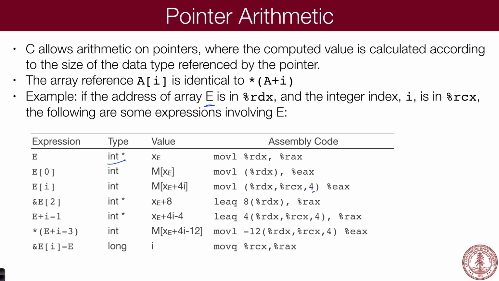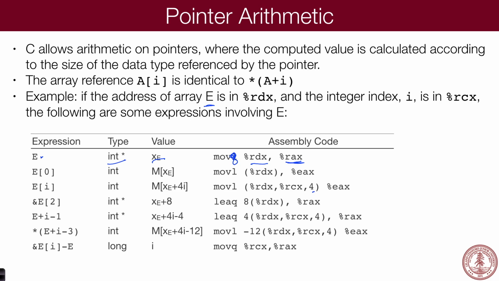Okay, so if we have the expression E, which refers to the address of the array, it's just going to be value xe. And if we want to move that into RAX, how do we do it? Well, we move the long, in this case, RDX into RAX. Okay, wait, does that make sense? Should be movq, shouldn't it? It should be movq in that case. That doesn't make sense. I'll just change that. Okay, so it's going to be movq RDX into RAX.